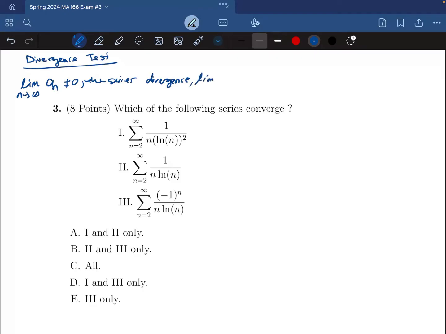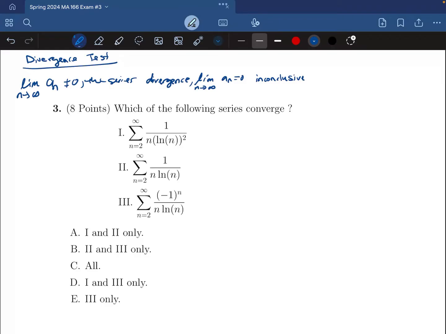If the limit as n approaches infinity of a_n is equal to 0, that means that the results of our test are inconclusive. So we have to use a different test, basically. If we apply the divergence test to each of these series, the resulting limit is equal to 0, meaning that the result is inconclusive, so we have to use a different method to prove convergence or divergence.